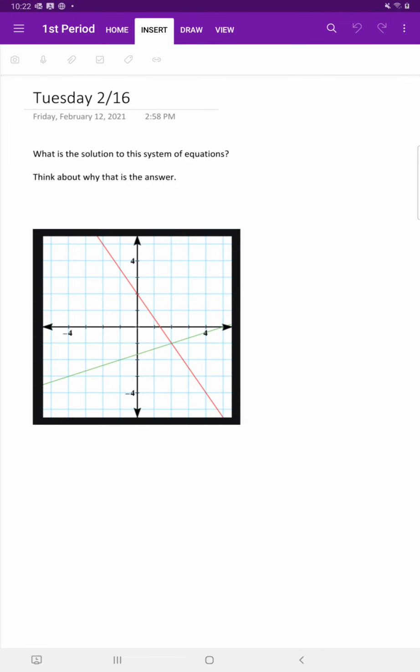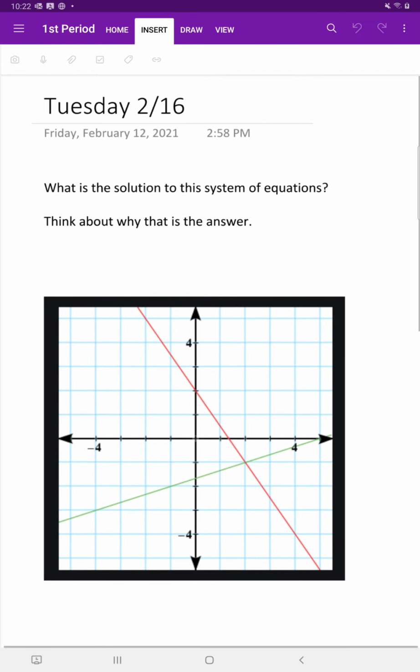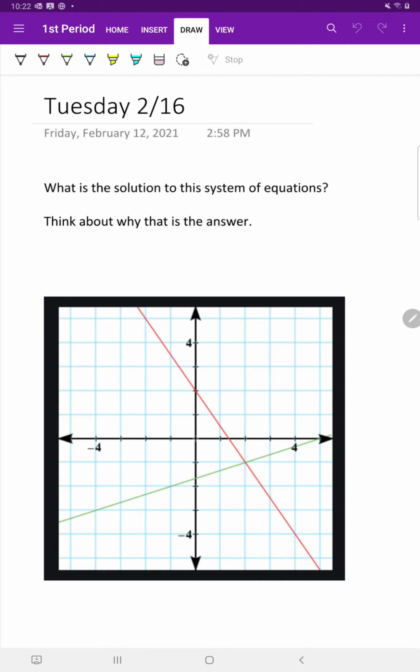Students, there is a problem up on your screen, a picture of two graphs, and a question asking what is the solution to this system of equations. It probably won't take you very long to look at the graph and identify the solution. Our solution is right here where the two graphs intersect. So the solution will be the point (2, -1).